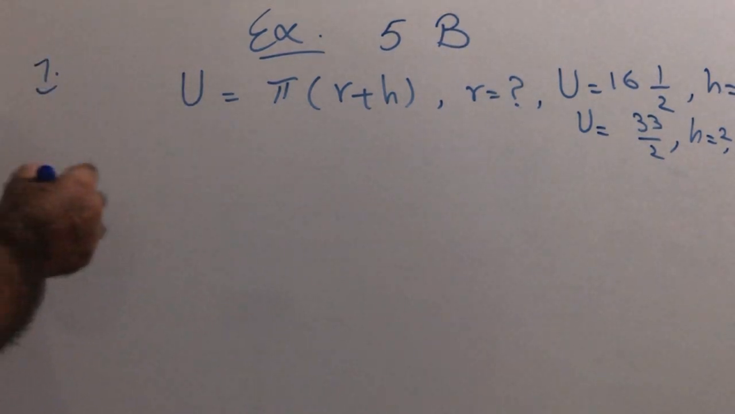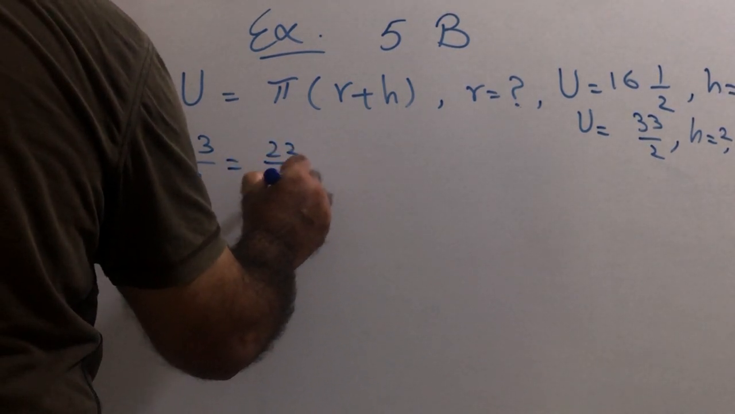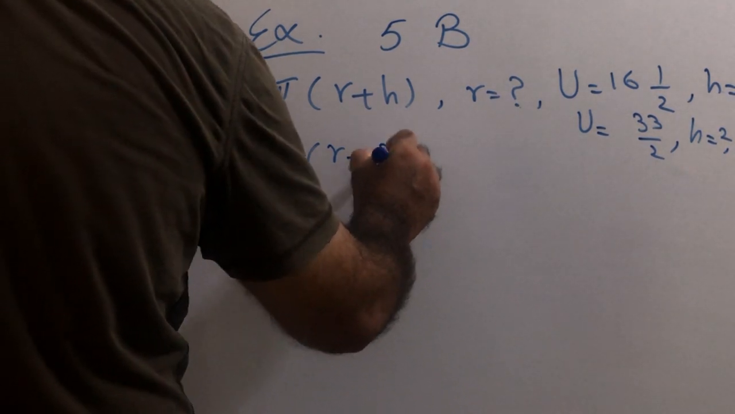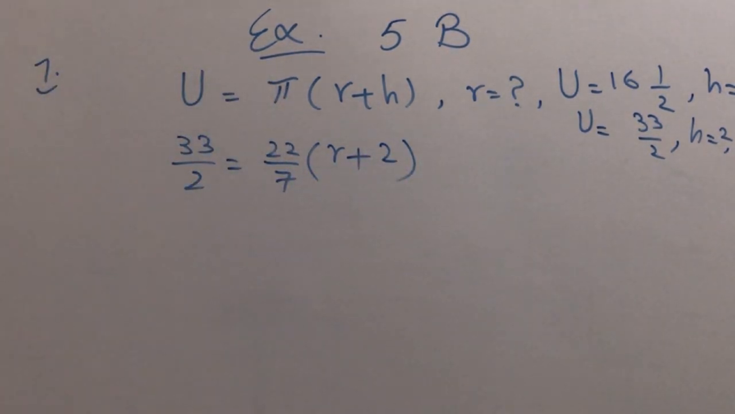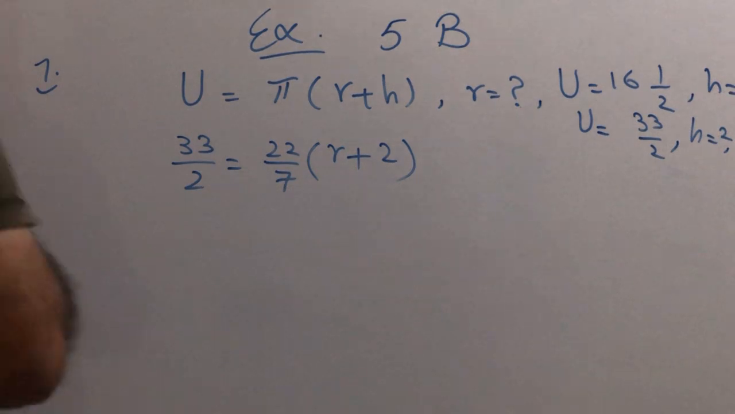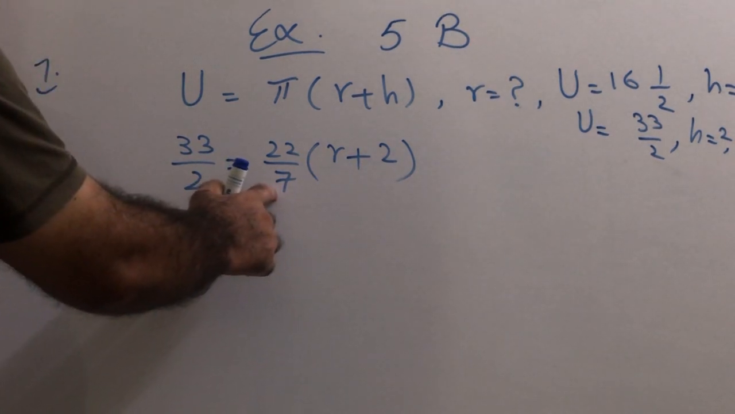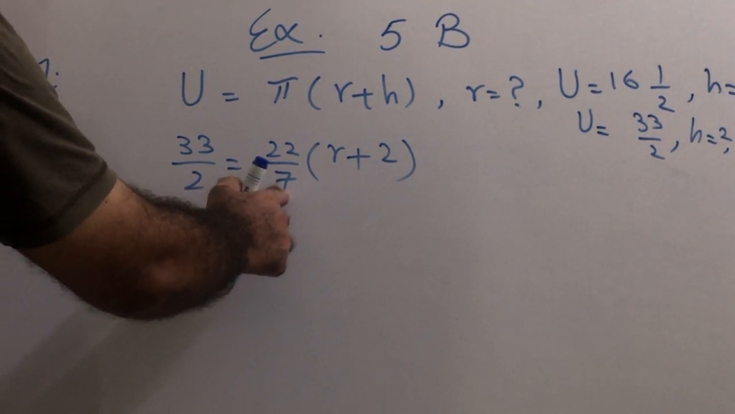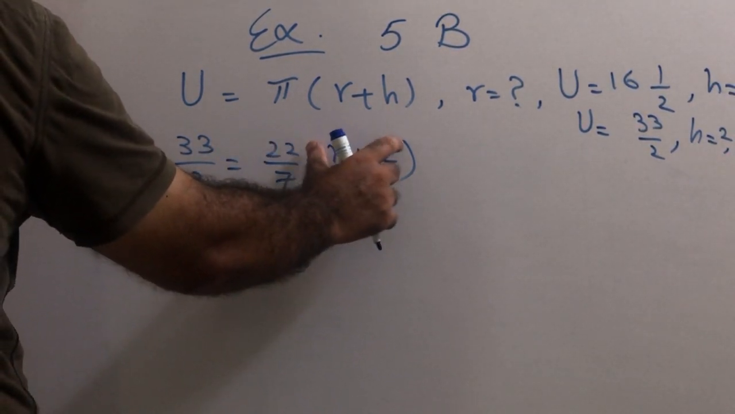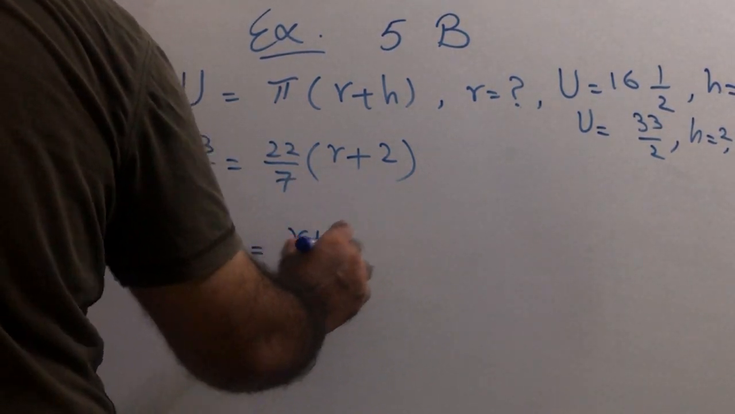We will plug in the values here. U is equal to this 33 over 2 is equal to 22 over 7. R is unknown plus H is how much? 2. Now how to find the r is that first we will move this to the other side. 7 is divided here, in the denominator. When it goes to the other side, it will be multiplied. 22 is multiplied with this one. When it goes to the other side, it will be divided. Here we will be only left with r plus 2.